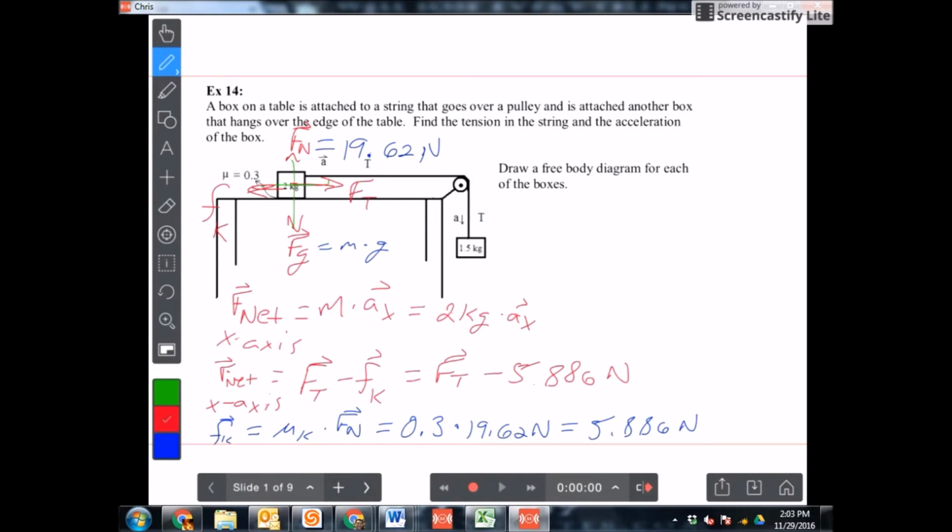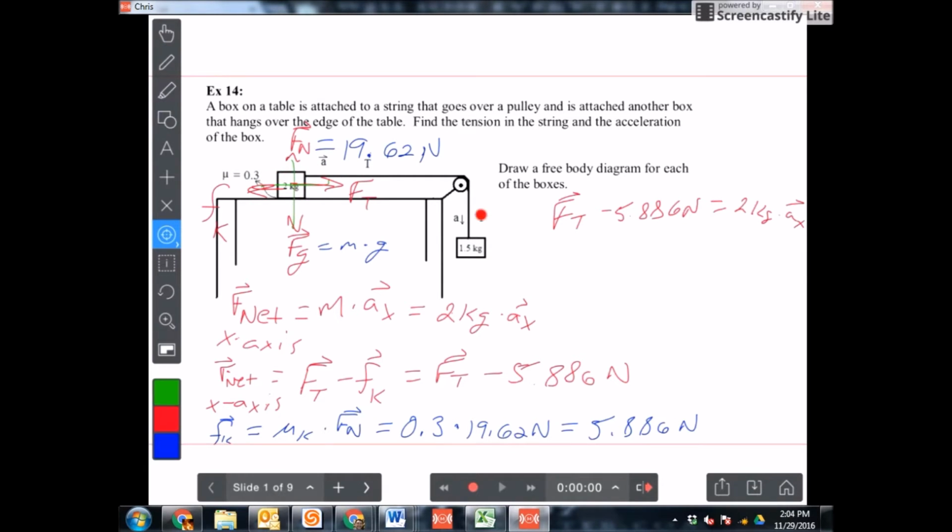Now what do I do? Set them equal. Very good. So I'm going to say the force of tension minus 5.886 is equal to 2 kilograms times acceleration in the x-axis. What do you notice about that equation? There are two unknowns. And if you have two unknowns, what do you need to have to solve it? Two equations. Very good. If you've got two unknowns, you have to have at least two equations to solve them, okay? So that means we've done everything that we can do with this first box here.